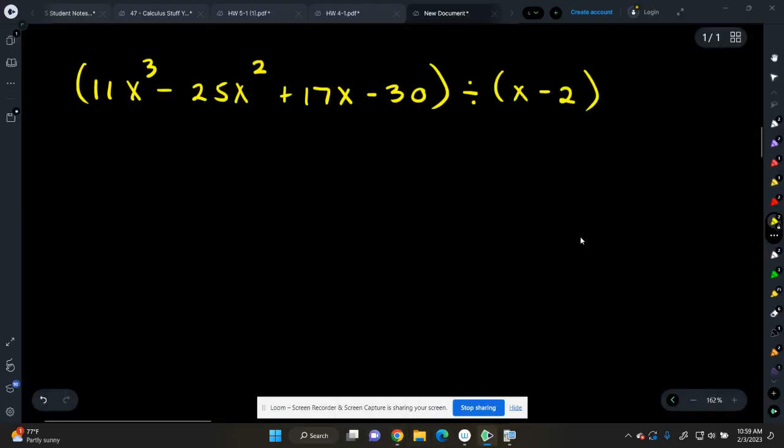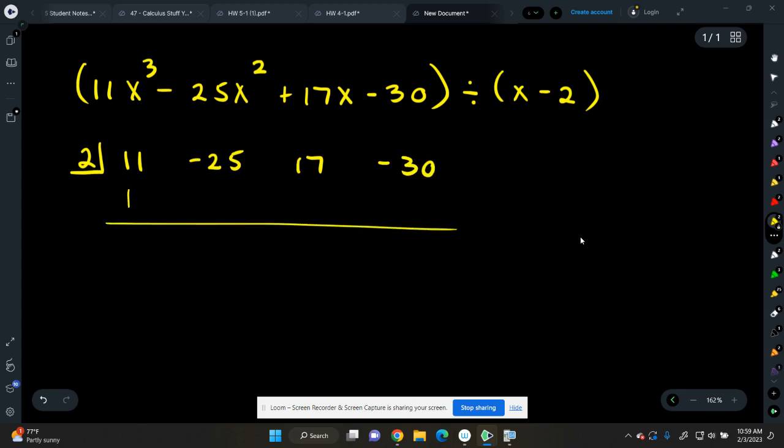I'm glad. All right, so we're taking the opposite. So make sure you put a positive 2 in the corner. 11, negative 25, 17, negative 30. Okay, so we bring down the 11. 2 times 11 is 22. And then we add, so we get negative 3. And we multiply, and we get negative 6. And we add and get 11. And we multiply and get 22. And we add and get negative 8.